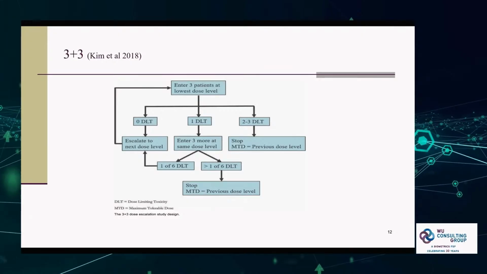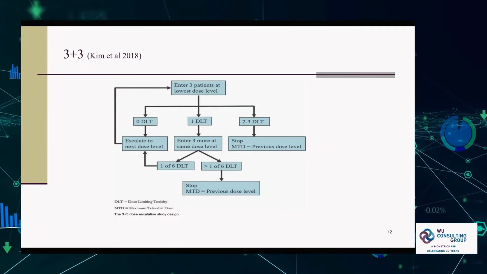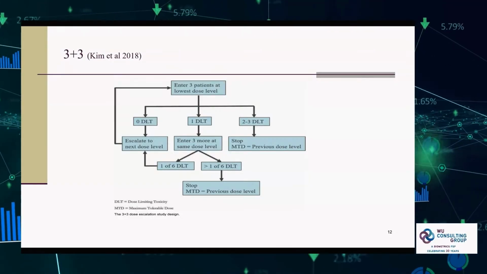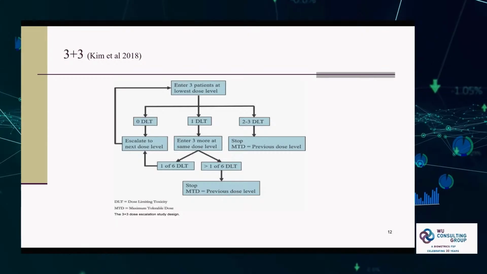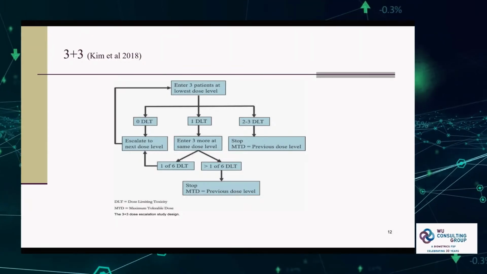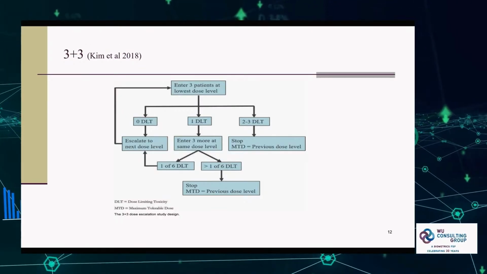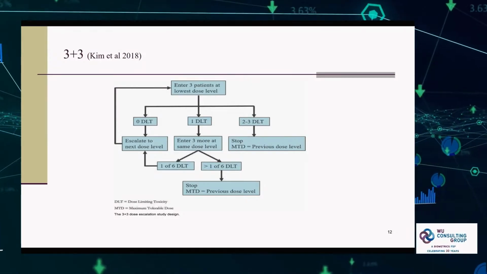So basically, in every cohort, 3 patients will enter the lowest dose level, the starting dose level. Then you would observe based on the number of DLTs. If you observe 0 DLT, you escalate to the next higher dose level. If you observe 1 DLT, you will enter 3 more patients at the same dose level. And if you observe 2 to 3 DLTs at this level, you would stop the trial dose escalation, and the MTD will be identified as the previous dose level.